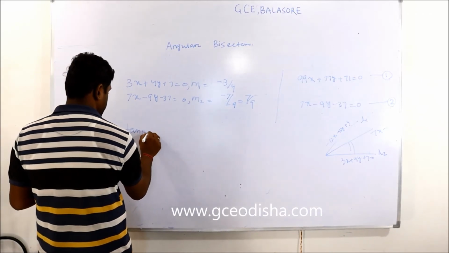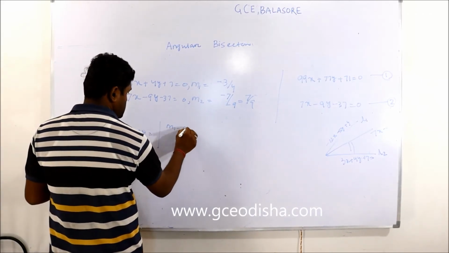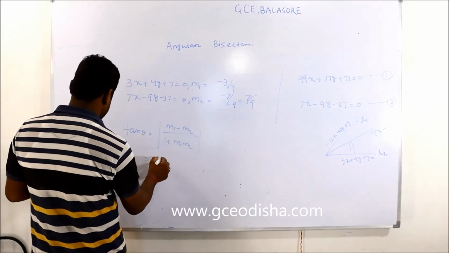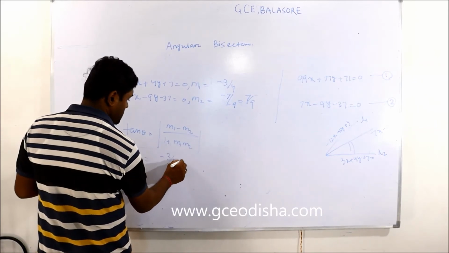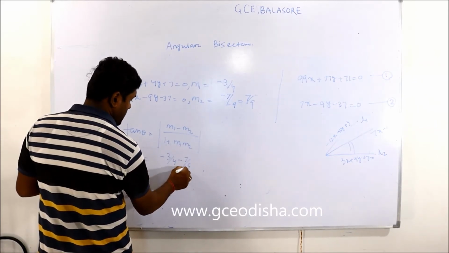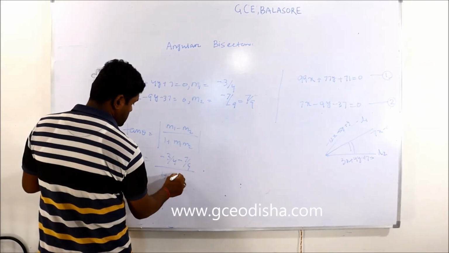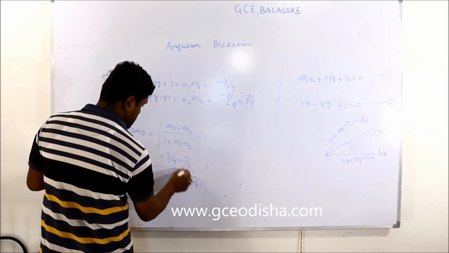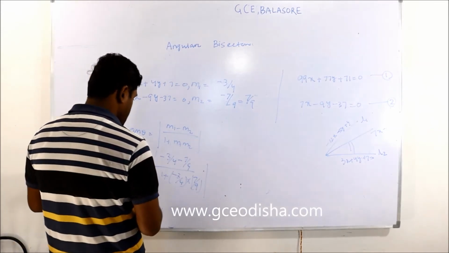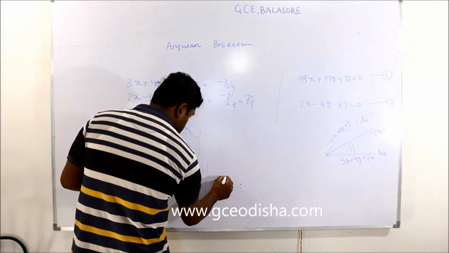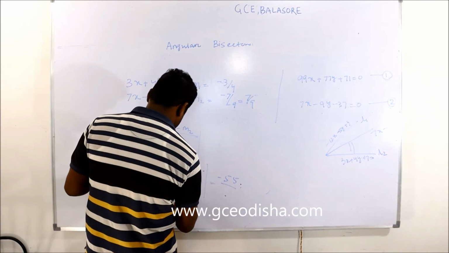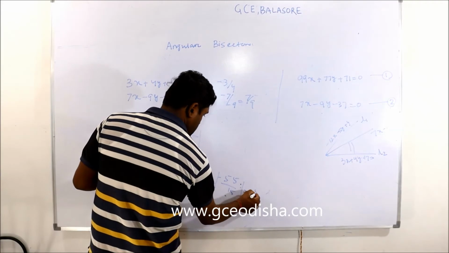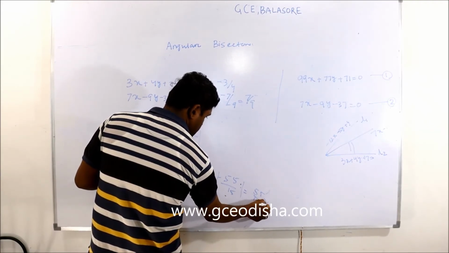Then tan theta, I told you, is m1 minus m2 all divided by 1 plus m1 m2. What is m1? Minus 3 by 4 minus 7 by 9, divided by 1 plus minus 3 by 4 into 7 by 9, right? After solving this, it will come minus 55 by 15. Okay, mod, that is equal to 55 by 15, which is greater than 1.